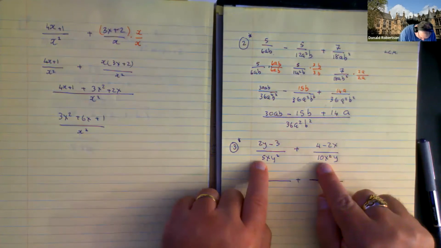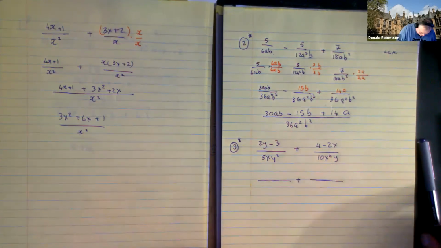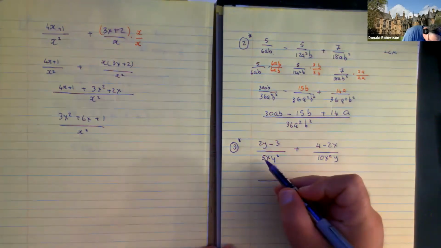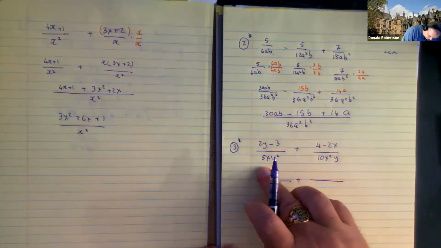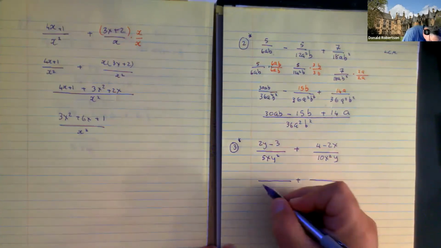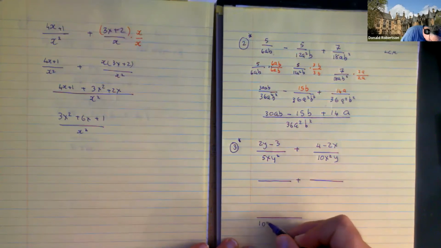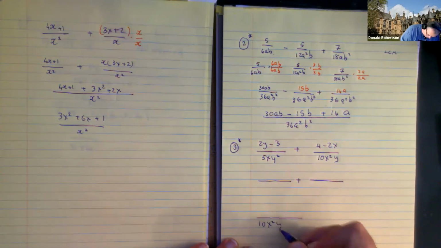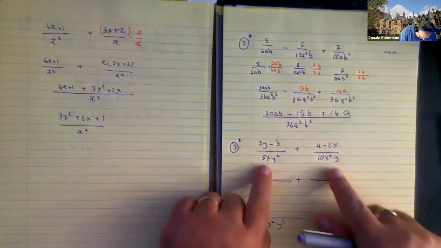Right, I've got a 5 and a 10, so I can use 10 because 5 can become 10 if you multiply it by 2. In other words, 5 times 2 is in the 10 times table. So I'm going to do that, and I'm going to have 10x squared y eventually. And y squared, in fact.